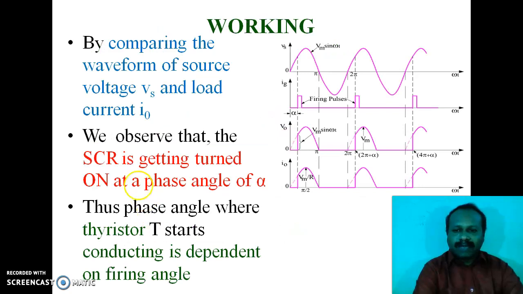Working, by comparing the waveforms of source voltage and load current. Now we compare the source voltage and load current, that is the first waveform and last waveform. We observe that the SCR is turned on at a phase angle of alpha. So the phase angle delay is because of the application of the firing pulse. Because of the firing pulse delay, the thyristor starts its conduction after the delay angle of alpha.